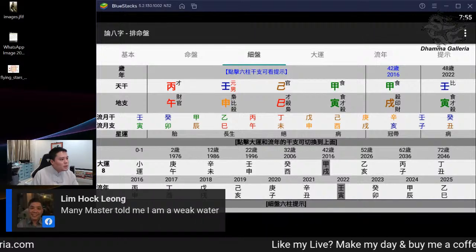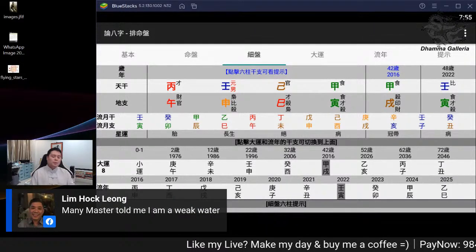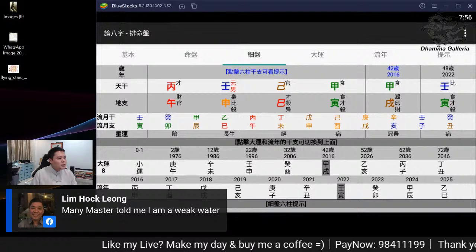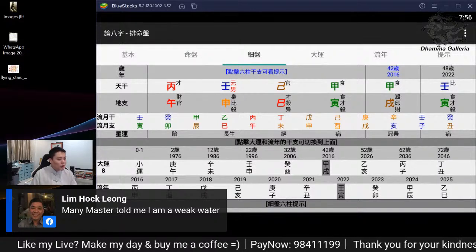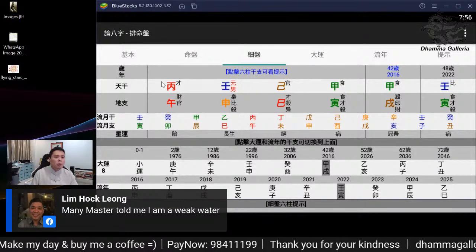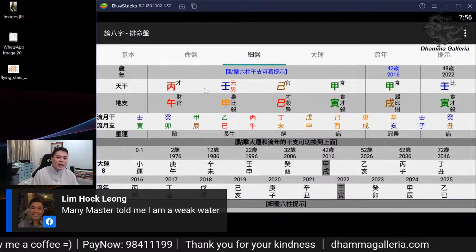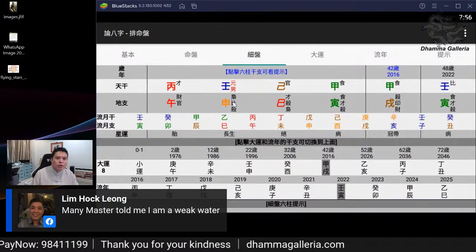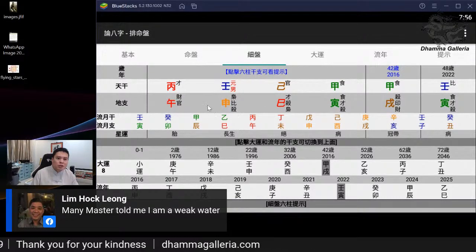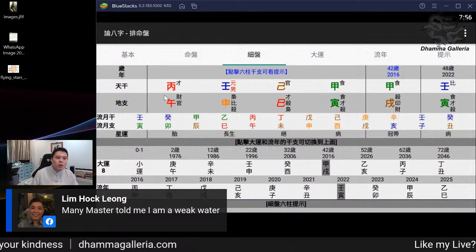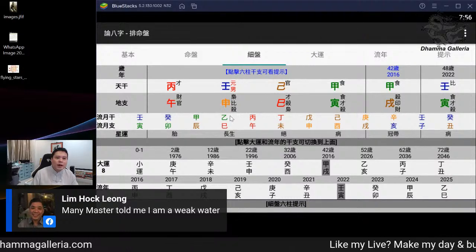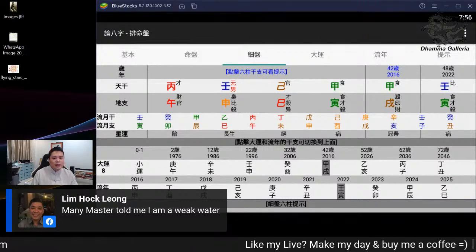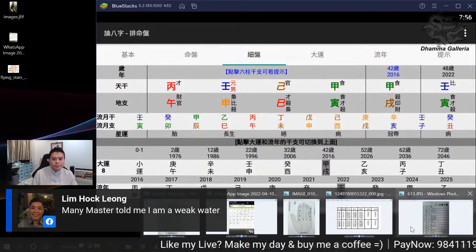Yes, correct, Mr. Lim. I'm not surprised that many masters told you that you're a weak water, because most of them will not dissect your charts and look at the hidden stems within the earthly branches. As I have told you, within your earthly branches there are also earth and water elements. Let's look back at this chart again.